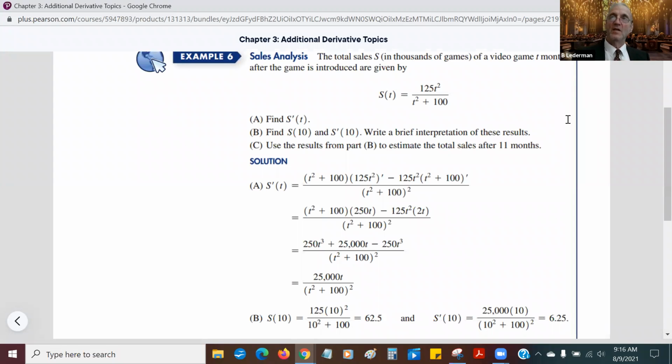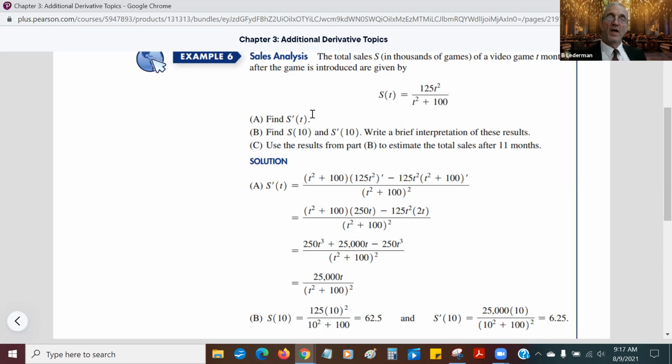Sales analysis. By the way, sales analysis is a huge area. Total sales, in thousands of games of a video game, t months after the game is introduced are given by this formula: S of t equals 125 t squared over t squared plus 100. So we want to find the derivative, and then we want to find S of 10 and S prime of 10, and use this to estimate total sales after 11 months. That's kind of an interesting question, and let's do one step at a time.